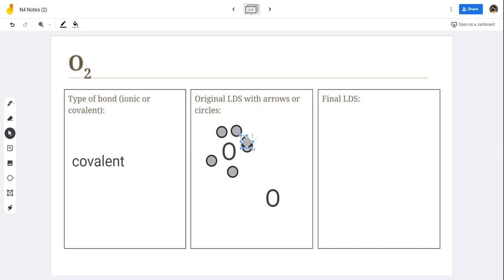1, 2, 3, 4, 5, and 6. Now covalent bonds have circles, and so we have to look for pairs of electrons that can bond between these atoms and be shared.